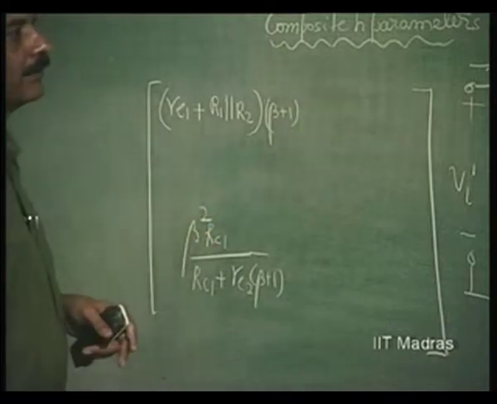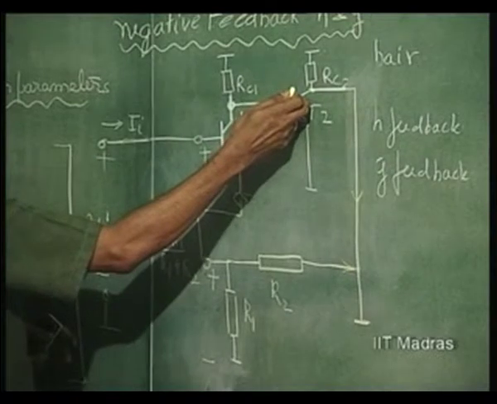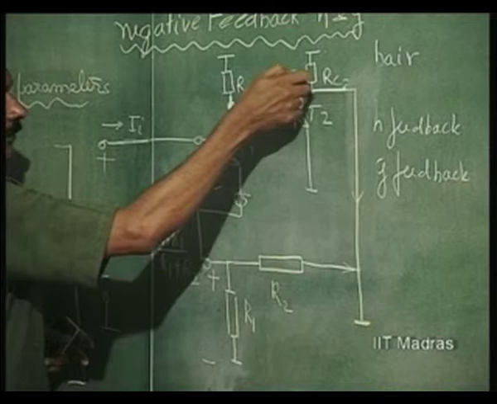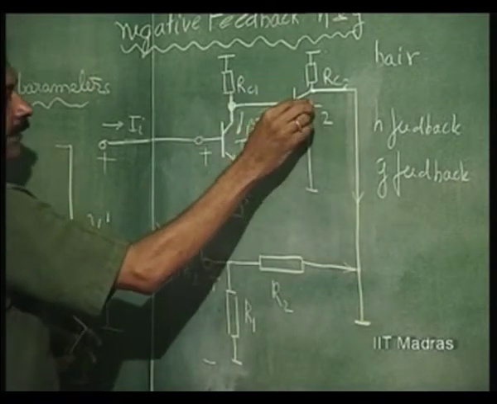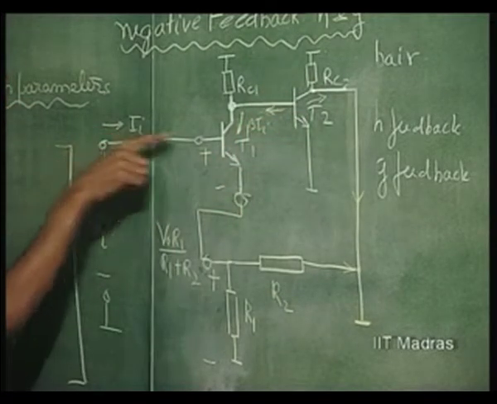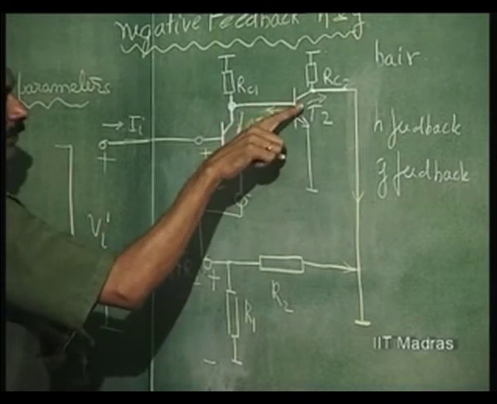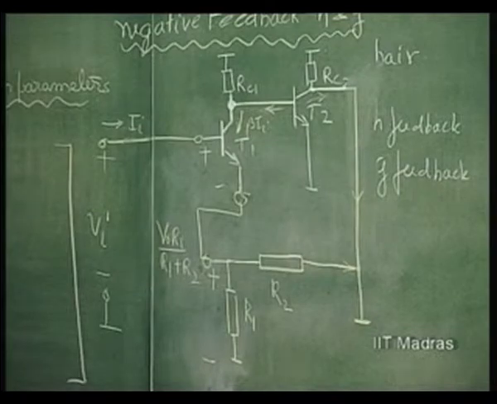This current we have come to, and this current is going to be totally going into this, because this is short. So this will be totally going into this in this direction. When this is going like this, current is coming like this, and therefore the current gain is negative.